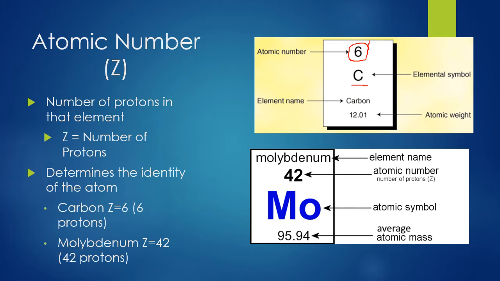So let's look at the second example. In the second example, we have molybdenum represented with the chemical symbol Mo. The atomic number is the whole number above the symbol, 42. So what this means is molybdenum has 42 protons. All atoms of molybdenum will have 42 protons. If you change the number of protons, you're changing the identity of the element itself.